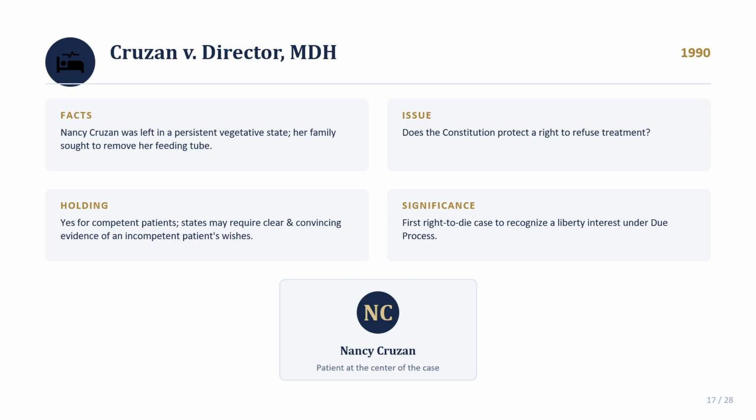All right, so this case involves genuinely difficult facts, and I want to walk through them carefully and respectfully since they involve a real young woman and her family. So you have Nancy Cruzan, the patient at the center of the case, who was left in a persistent vegetative state following a car accident. She showed no cognitive function and had no reasonable prospect of recovery. Her family wanted to have her feeding tube removed, believing that continuing artificial nutrition and hydration was not what she would have wanted for herself, based on statements she had made to family members before the accident.